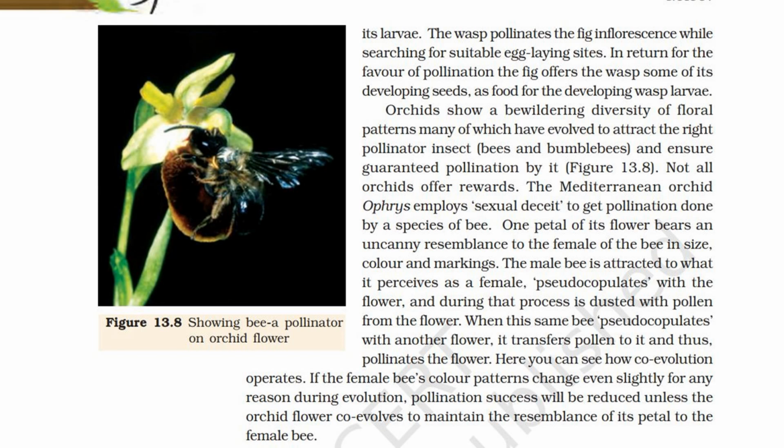The Mediterranean orchid Ophrys employs sexual deceit to get pollination done by a species of bee. One petal of its flower bears an uncanny resemblance to the female of the bee in size, color and markings. The male bee is attracted to what it perceives as a female, pseudocopulates with the flower, and during that process is dusted with pollen from the flower. When this same bee pseudocopulates with another flower, it transfers pollen to it and thus pollinates the flower.